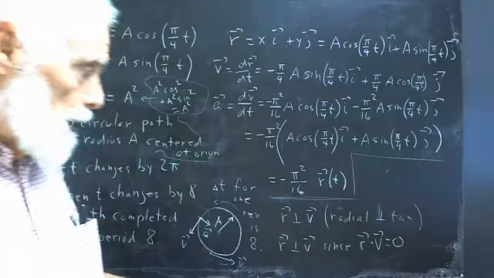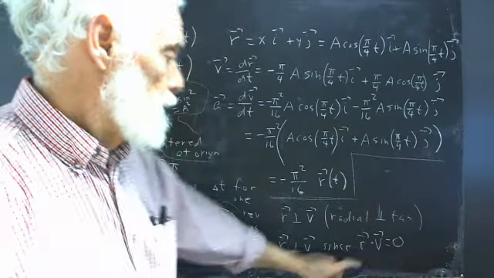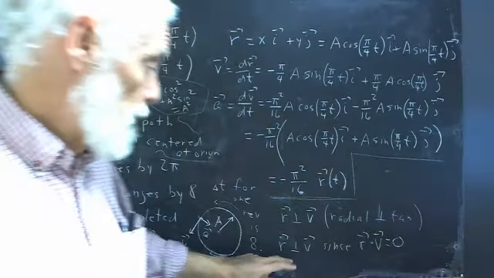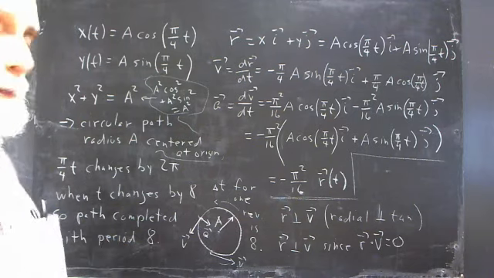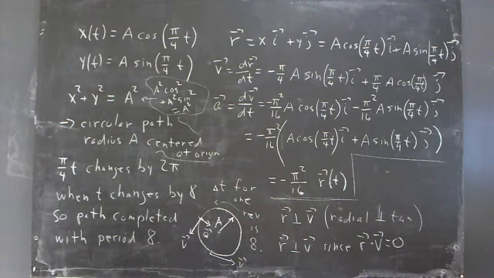Okay. So you do the r dot v, you're going to get 0, and that proves that r is perpendicular to v, which you knew anyway from the geometry. Okay, we'll continue with this analysis.